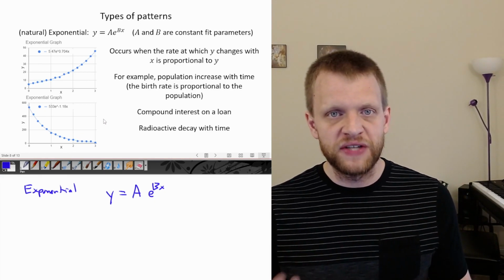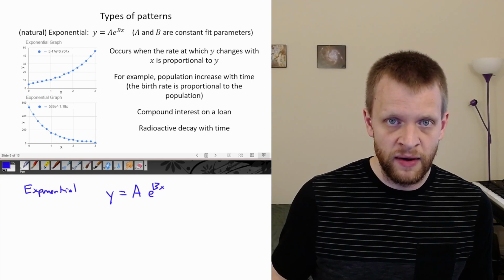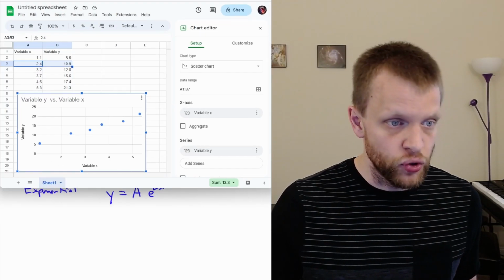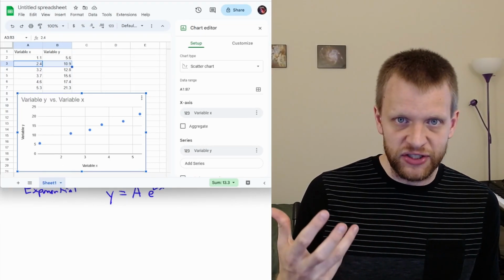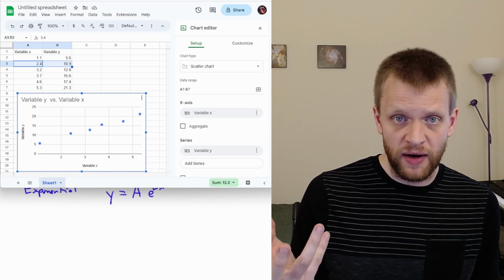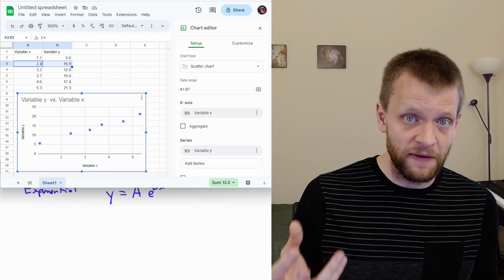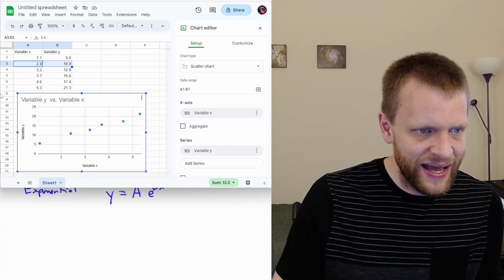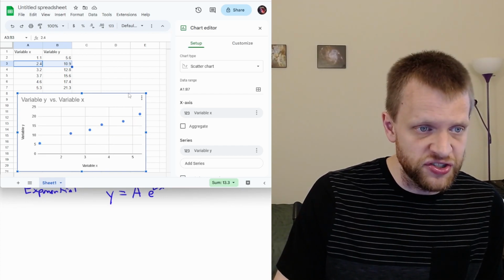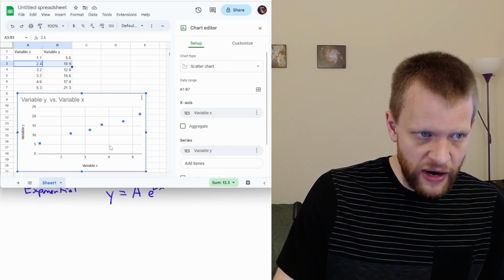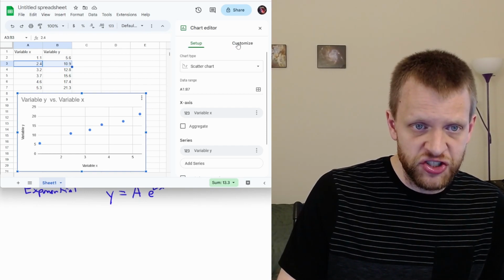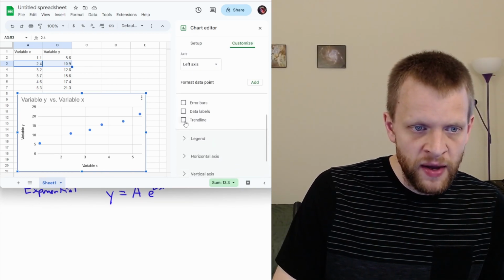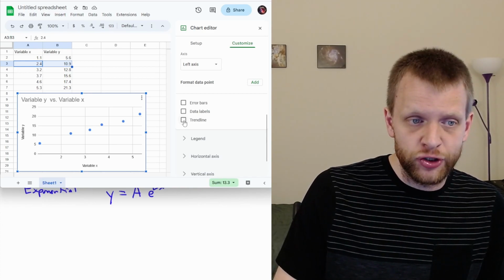So again, there's lots of different kinds of mathematical patterns that we can identify. And when we're actually graphing these programs, when we're using something like Google Sheets to graph these, we can actually generate different kinds of fits and identify what those fit parameters are. So let's look briefly at how we can actually add best fit curves to this data. If you have your graph made, you've clicked on your chart, you're going to go to Customize, and then go to Series, and scroll down to the bottom, there will be a checkbox for including a trend line.